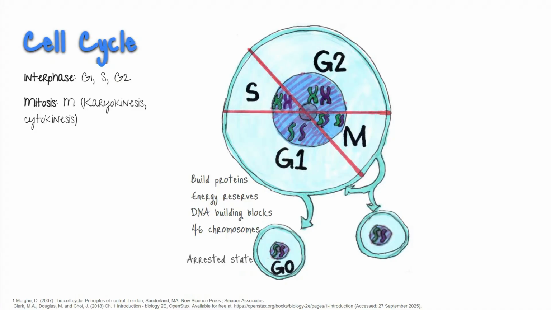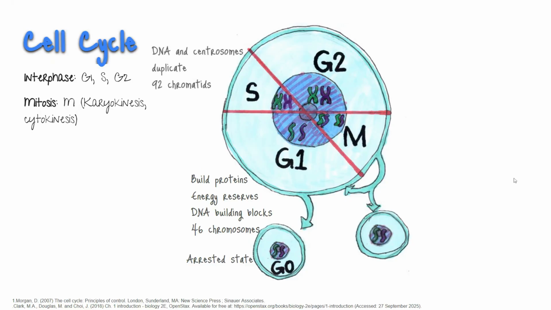In this phase, the G1, cells grow, build proteins, energy reserves, and building blocks for DNA. Also important, there are 46 chromosomes and you cannot see them because they are not condensed. So in the light microscope, you cannot see anything in interphase regarding the chromosomes.